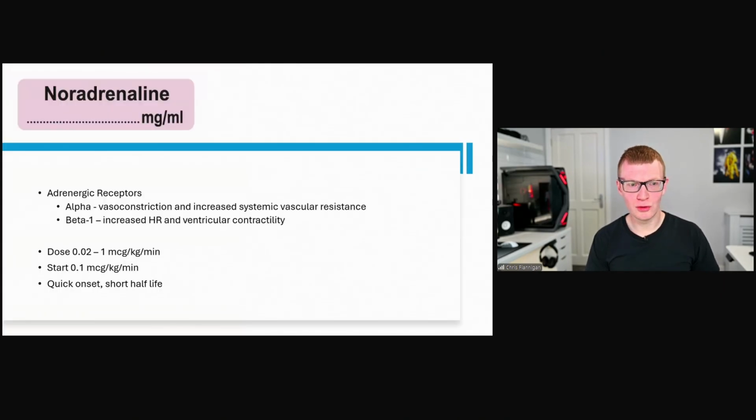So let's take a look at noradrenaline. Again, it works on the adrenergic receptors, alpha and beta receptors, but it has more of a predominance for the alpha receptors. So it is going to give you more vasoconstriction per dose than what adrenaline will do, and less beta effects. It doesn't have beta 2 receptor effects, but it does have beta 1, which will increase your heart rate and ventricular contractility.